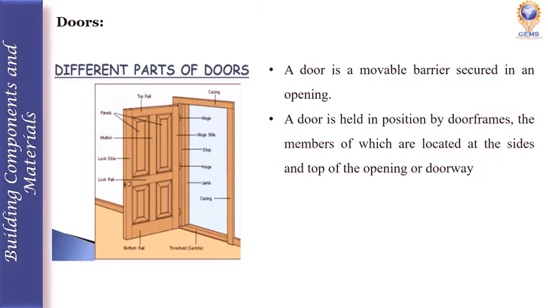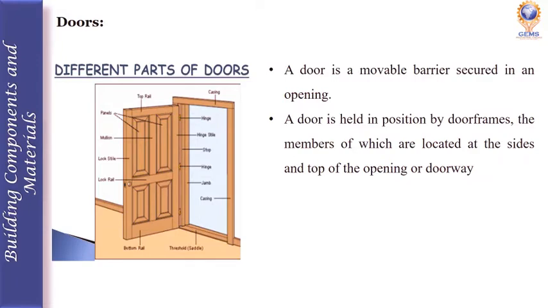See the diagram here, we can find the different members which are required to fit a door in an opening, like hinges. See here, hinges, jamb we need, casing we need, threshold we need. So these are the different components of a door.